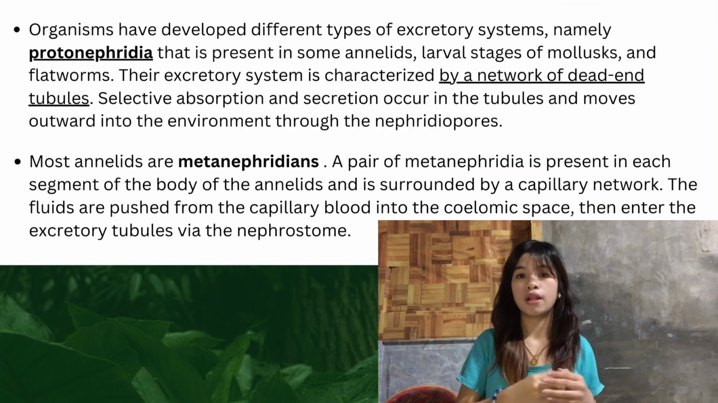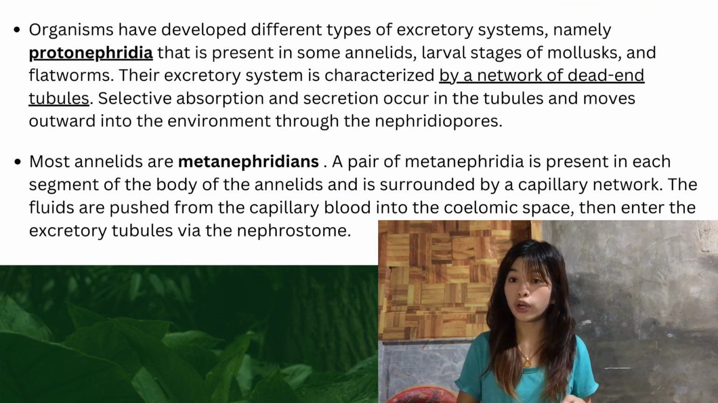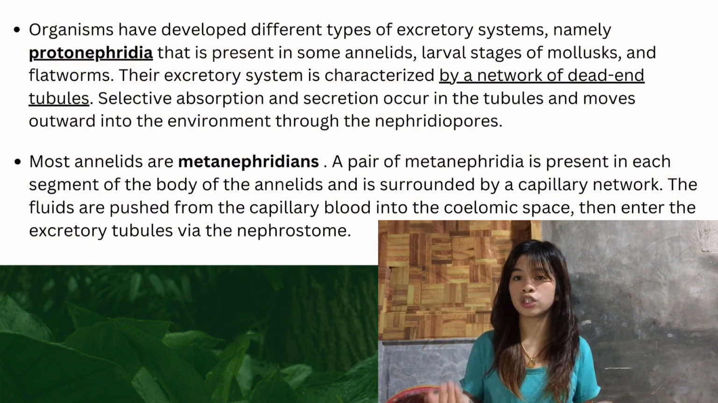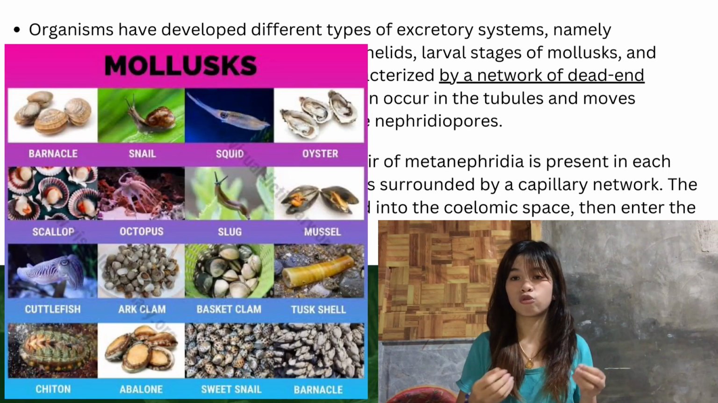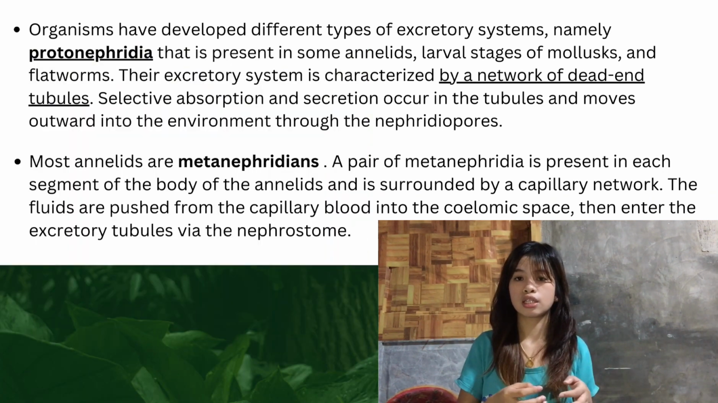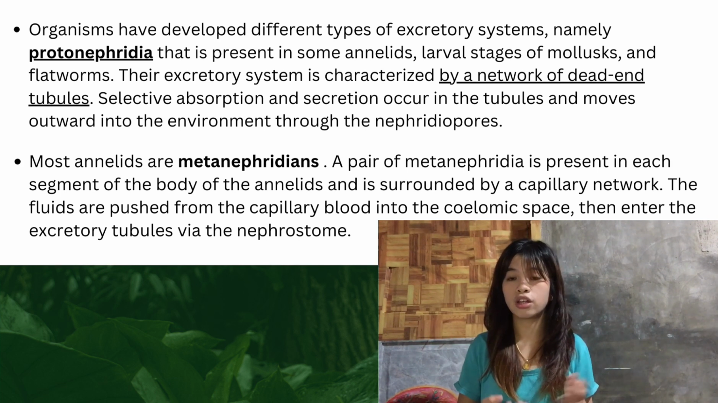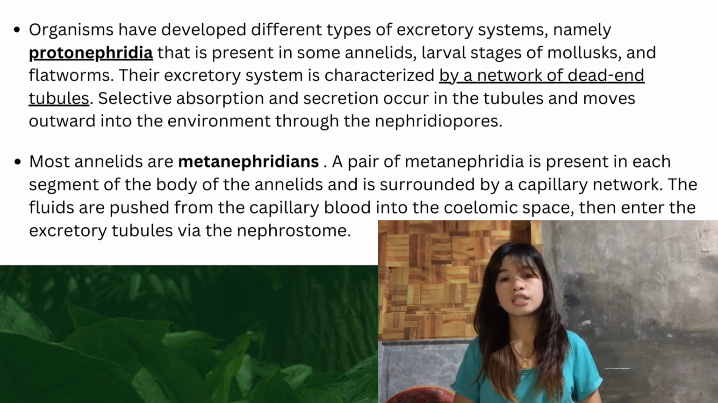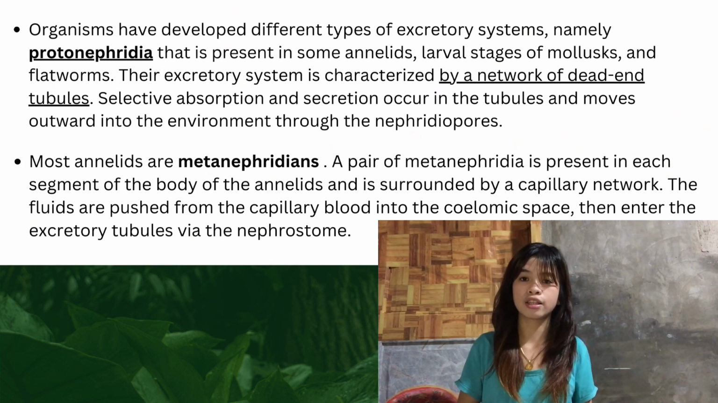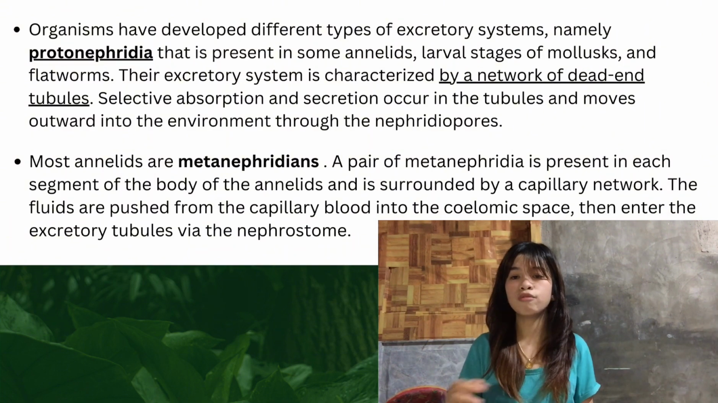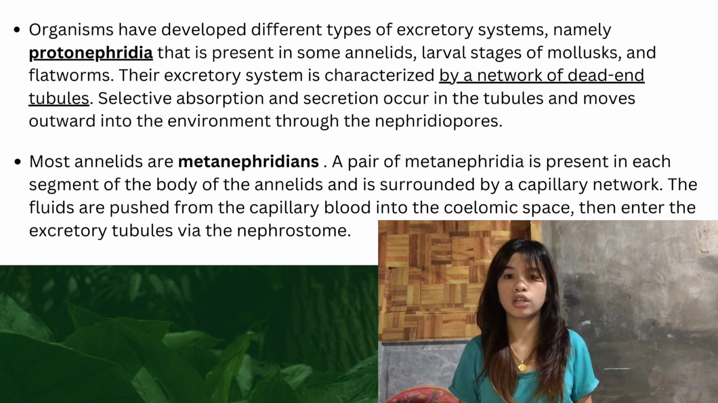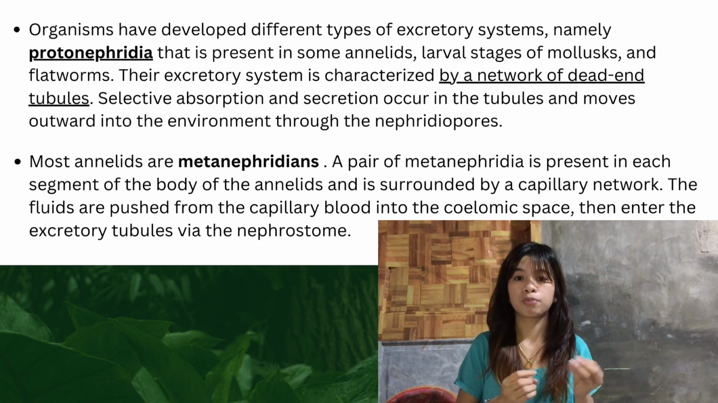Organisms have developed different types of excretory systems, namely protonephridia, that is present in some annelids, larval stages of mollusks and flatworms. Their excretory system is characterized by a network of tubules. Selective absorption and secretion occur in the tubules and the waste moves outward into the environment through the nephridiopores.